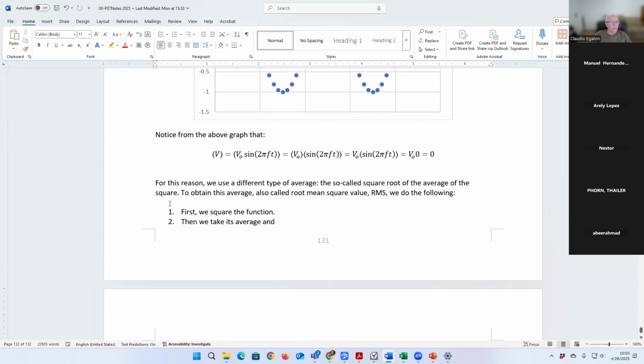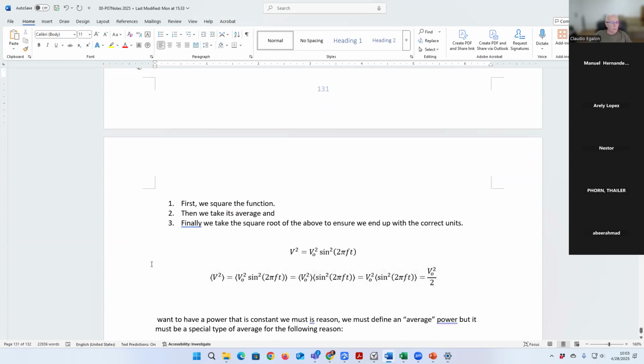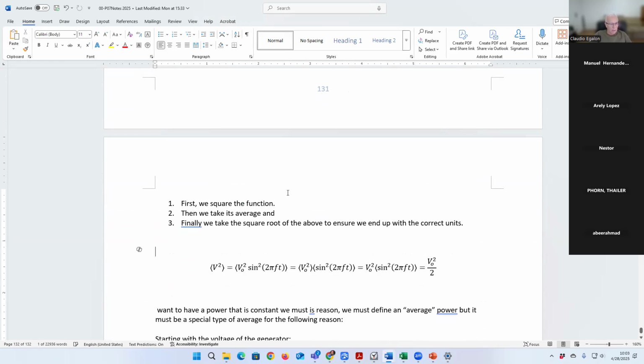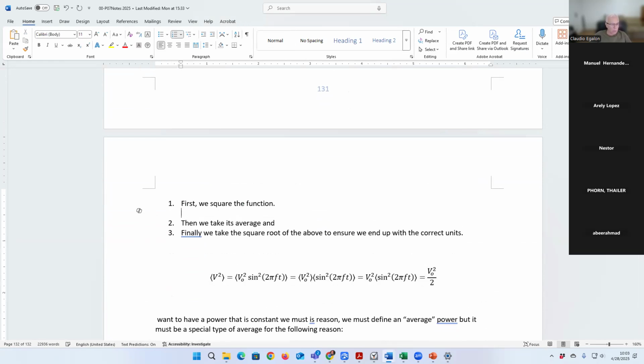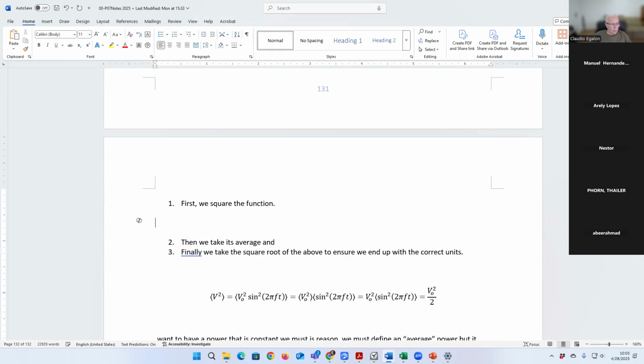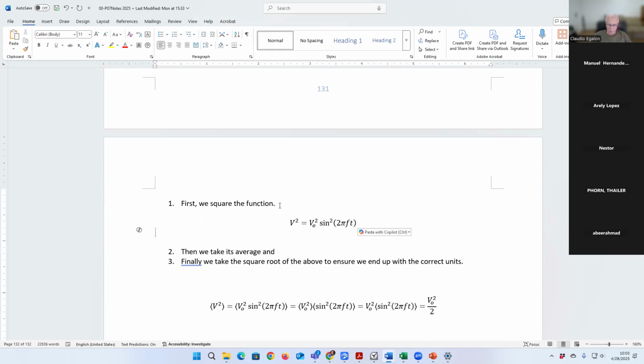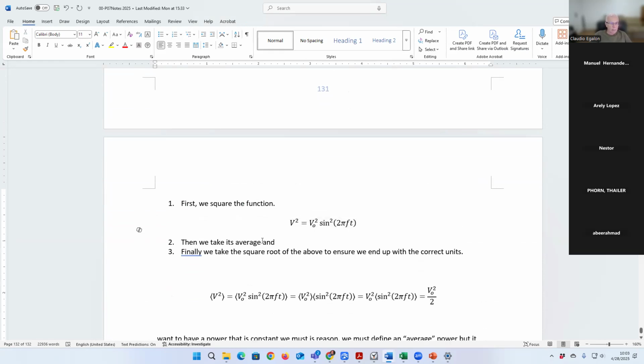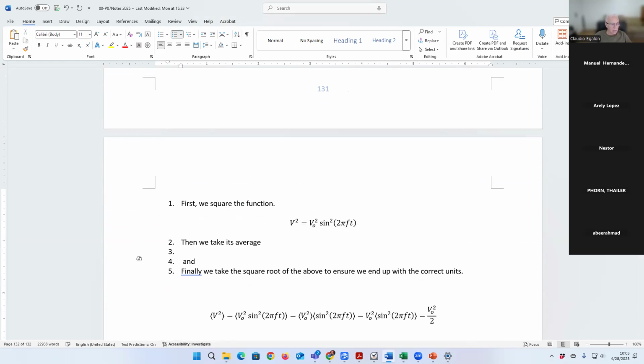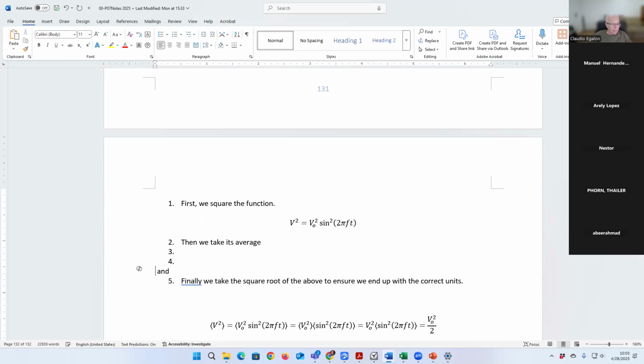We start with the original function, right? That's the original function. Here are the steps. First, we square the function. Then we take its average.